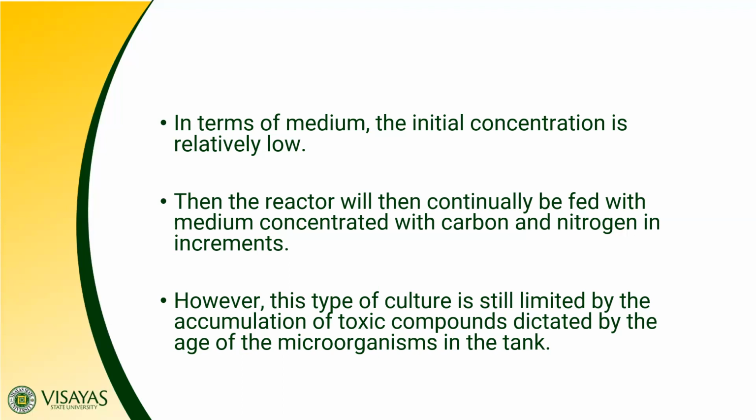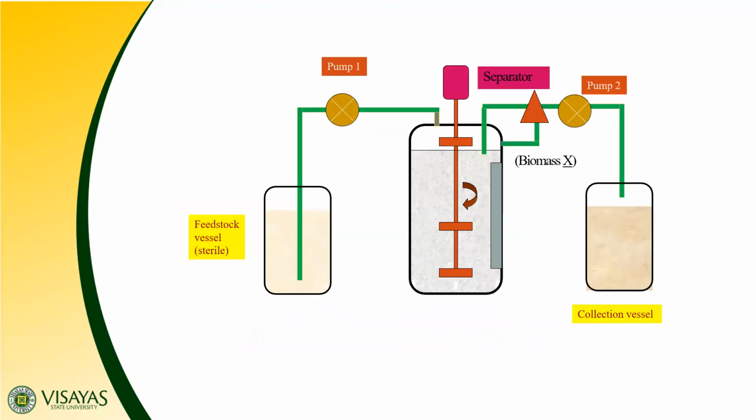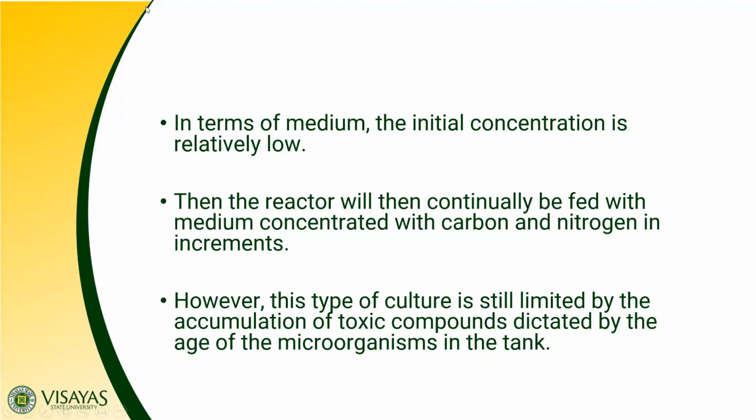The fed batch process will still end because of this type of limitation. The toxic compound limits the continuous production of the microorganism. Okay, so this is the graph.